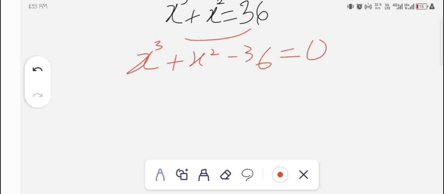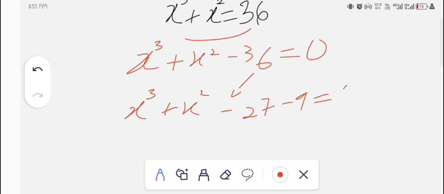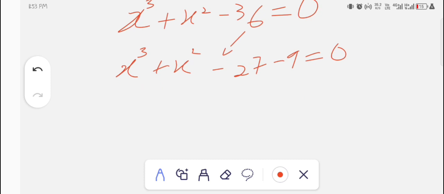At this point now, we break down 36 into two terms, which will be what? We have x cubed plus x squared, minus 27, minus 9 to be equal to 0. Good. 27 is a perfect cube, and because we have a degree of 3 here, and here we have a power of 2, the reason we have chosen 27 and 9. Are we there? Very good.